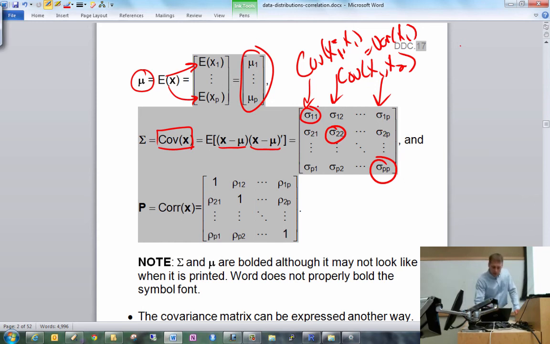But also remember, sigma 1,2 is equal to sigma 2,1. Sigma 1p is equal to sigma p1. So what would happen if I took the transpose? Get the same. A covariance matrix is always symmetric.